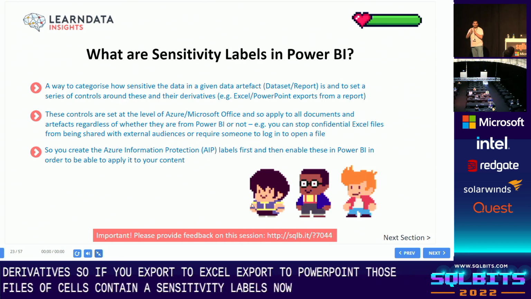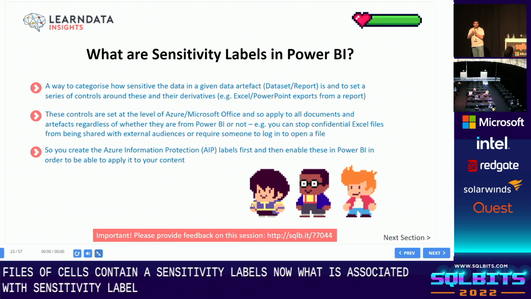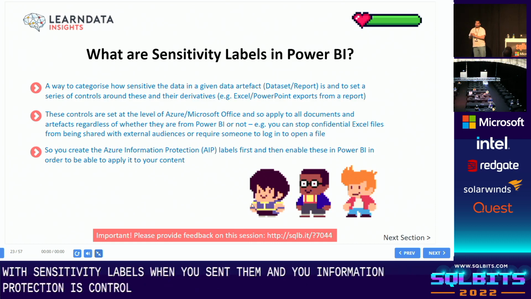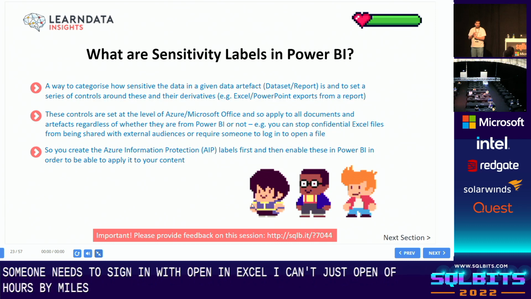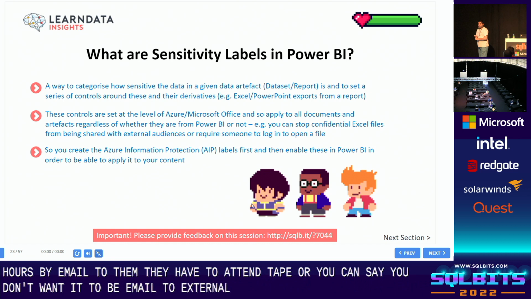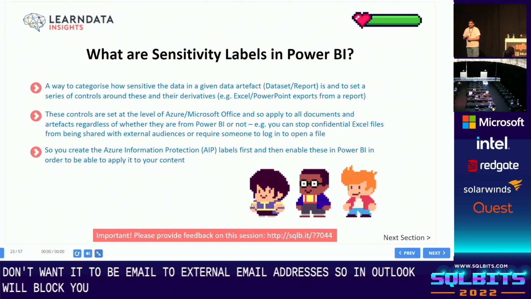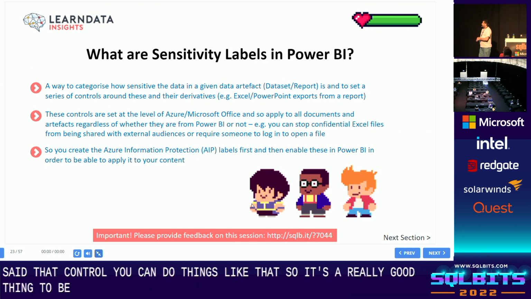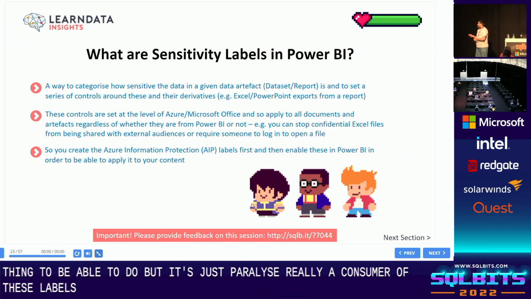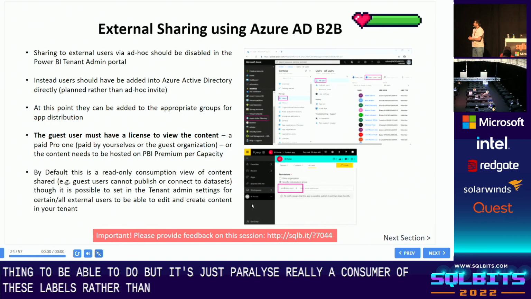Now, what is associated with sensitivity labels when you set them in Azure Information Protection is controls. So you could say anything that's confidential, for example, someone needs to sign in when they open it in Excel. They can't just open a file that's been emailed to them. They have to authenticate. Or you could say you don't want it to be emailed to external email addresses. So in Outlook, it will block you from attaching a sensitive file if it's tagged like that, if you've set that control. So you could do things like that. So it's a really good thing to be able to do, but Power BI is really a consumer of these labels, rather than where you'd set them.